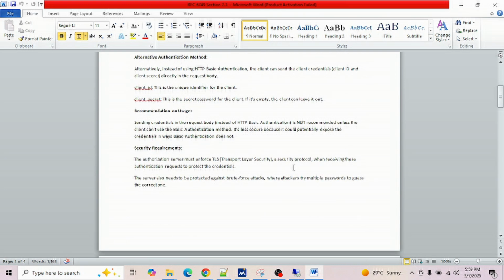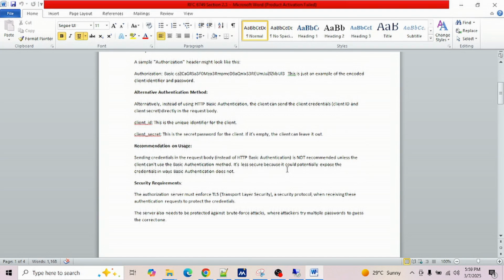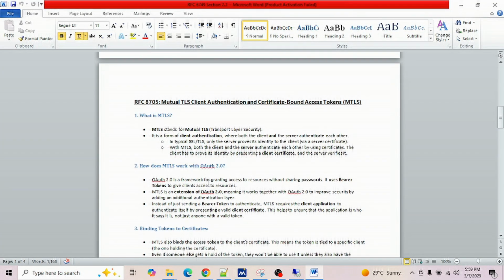Then we have: the authorization server must enforce transport layer security. We already discussed these things in our vulnerability section, if you remember. So the authorization server must enforce TLS, a security protocol, when receiving these authentication requests to protect the credentials. The server also needs to be protected against brute force attacks, where attackers try multiple passwords to guess the correct one. We have some idea about this. Let's quickly discuss mutual TLS and private key JWT, because we haven't used these and also haven't seen them in our previous examples.